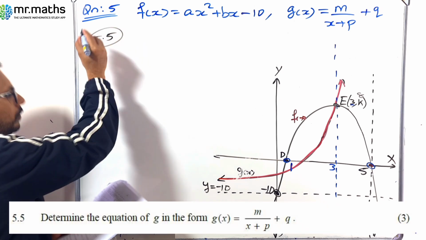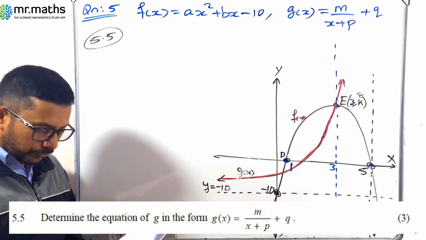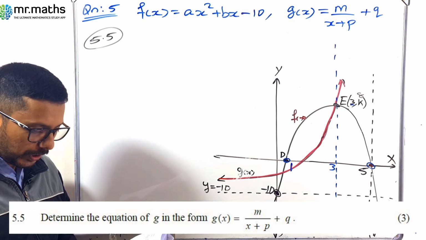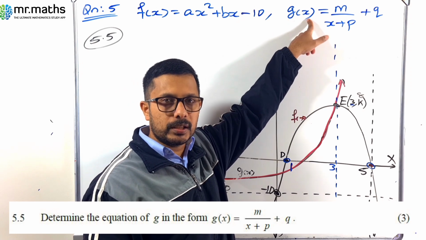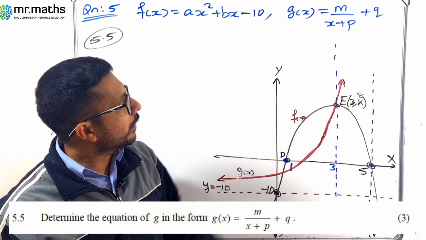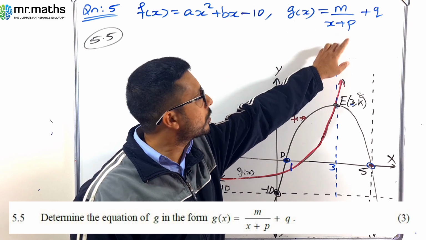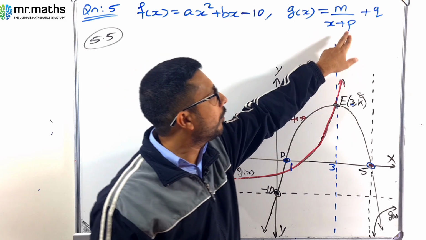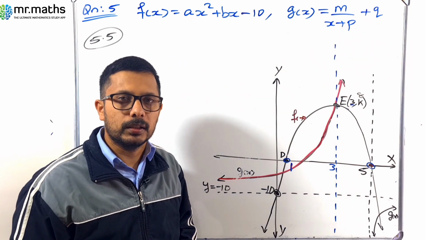Question number 5.5. What is that question? Determine the equation of g in the form of g of x is equal to m divided by x plus p plus q. So you have to find the equation of this g of x. That is the question. Okay. So here in this g of x, you know that this is a hyperbolic function because the variable is in the denominator, x is in the denominator. Okay. And what is this p and q stands for? P and q are the asymptotes.